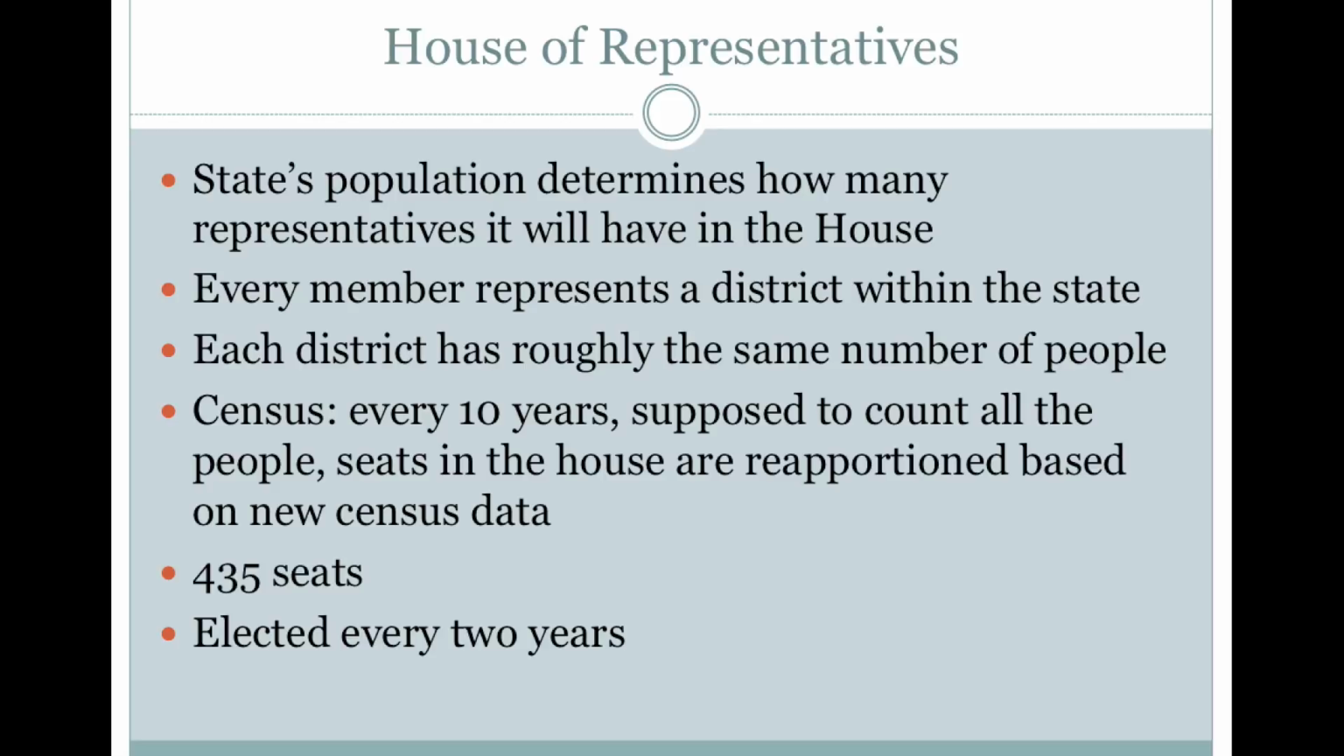A census occurs every 10 years, and its purpose is to count all of the people. Seats in the House are reapportioned or reassigned based on new census data. There are 435 seats in the House, and its members are elected every 2 years.